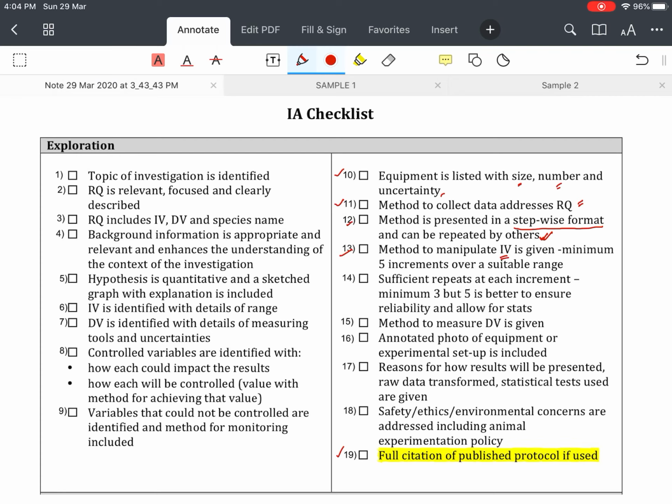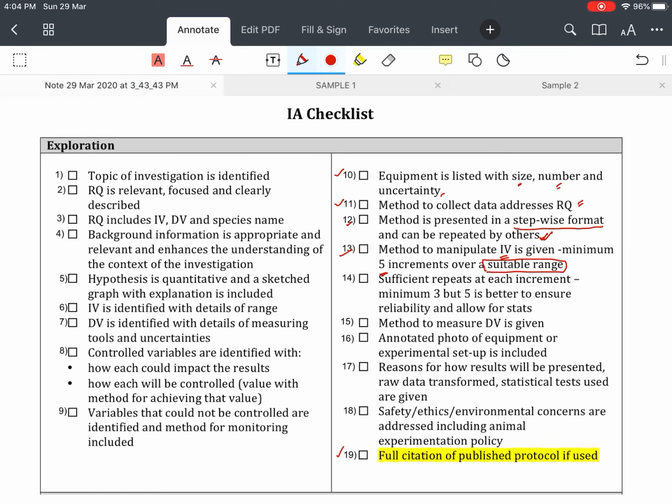Point 13, method of manipulating IV, minimum 5 over a suitable range. So we have the independent variable and it should be given in a suitable range. Now your independent variable can be 2 or 3 as well, depending on your investigation. So I would go a little bit more into 13, the independent variable.